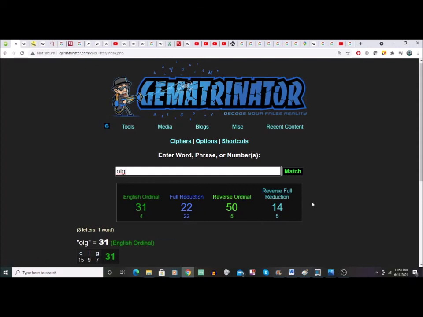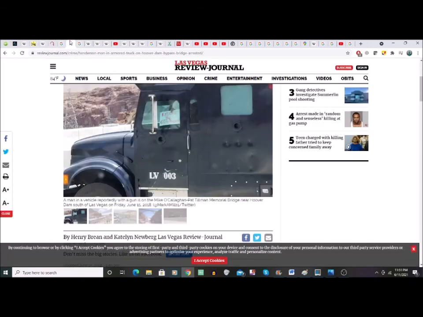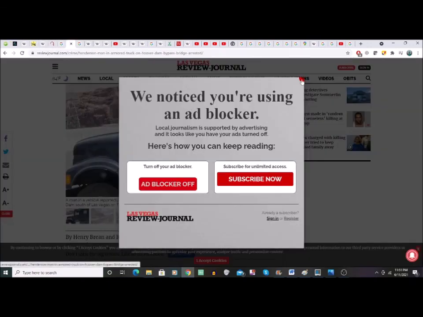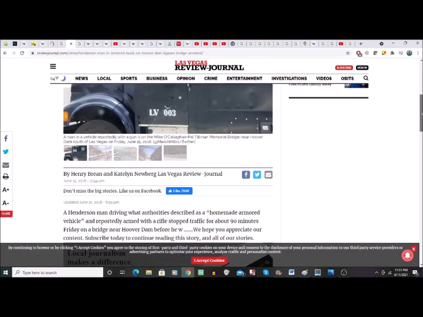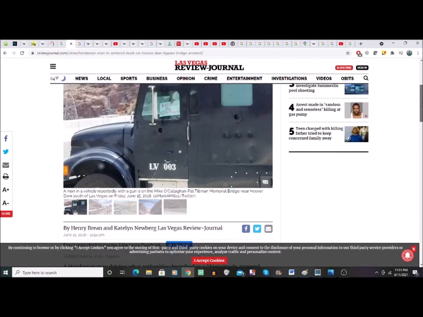The dam. If you know what I was talking about there, that was the guy on the Pat Tillman Bridge in an armored truck. Yes, I'm using an ad blocker because I can't put up with all these ads all the time. In the van on the dam, and the van is Vanadium 23, number 23. So I think I've done this one to death, guys.